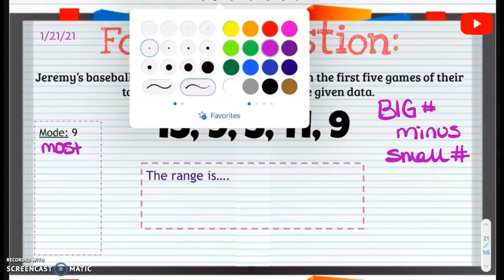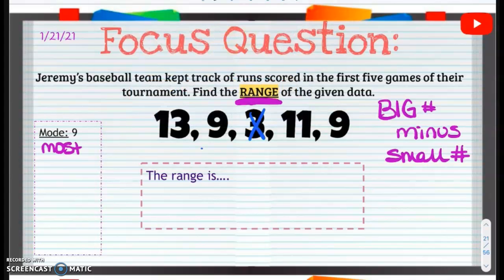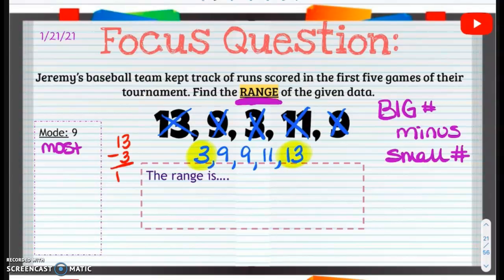First, let's put these in order. So I have a 3, I have a 9, another 9, 11, and a 13. All right, so we're going to take that biggest number, which is 13, and we're going to subtract 3 because that's the smallest number. So we're going to do 13 minus 3. That equals 10, so our range is going to be 10.